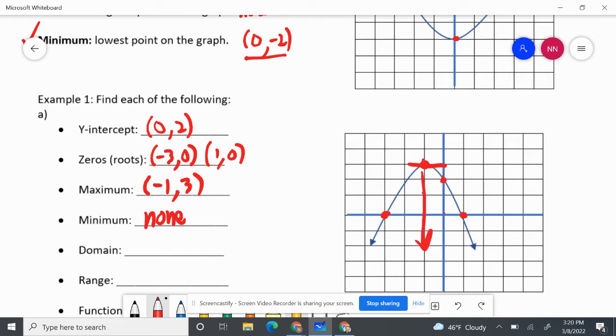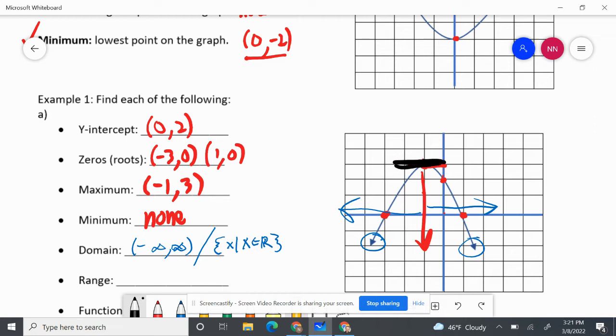Our domain, this is what we've been going off of the past couple days. Our domain is going to be our x values. So it goes to the left from this arrow, it goes to the right. So that would be -infinity to infinity. Now, if you like set notation better than interval notation, you're welcome to use that. It doesn't matter. So x such that x is an element of the real numbers. Some students prefer one more than the other. Either one is fine.